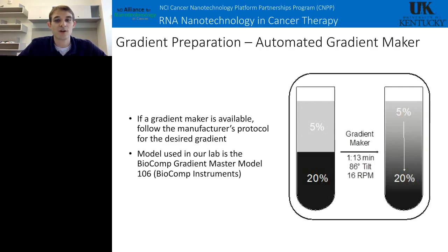This will be different for every gradient, so if you have a gradient maker, refer to your manufacturer's protocol for your desired gradient. But it will always be your least dense to your most dense. For example, if you're making, again, the 5 to 30% gradient, you would load in your 5% first, followed by 30% sucrose, 2.4 milliliters of each, and then follow the protocol of the manufacturer.